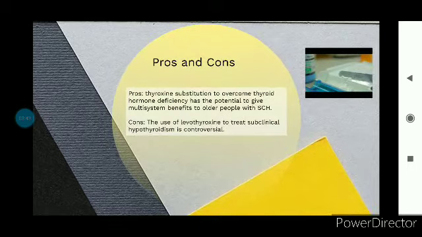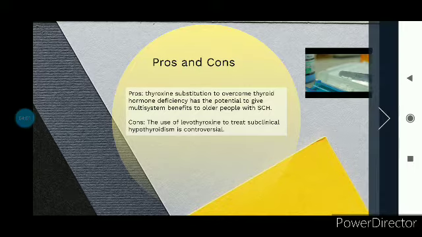Pros and cons. Pros: thyroxine substitution to overcome thyroid hormone deficiencies has the potential to give multi-system benefit to older people with subclinical hypothyroidism. Cons: the use of levothyroxine to treat subclinical hypothyroidism is controversial.